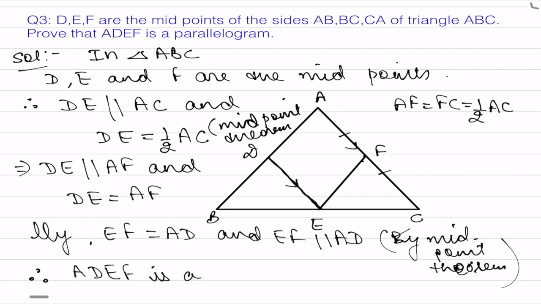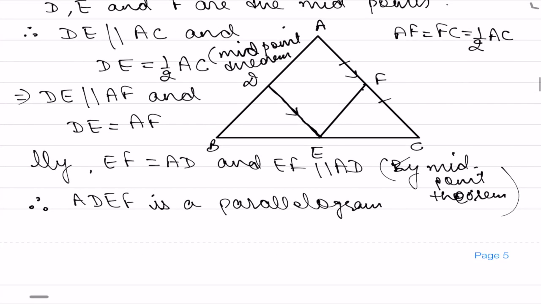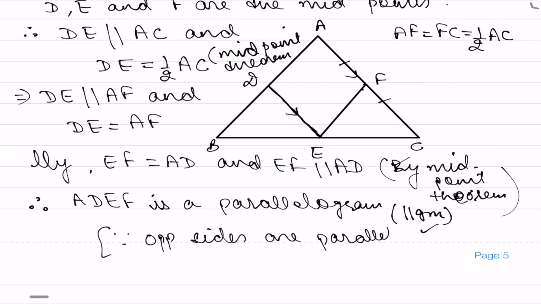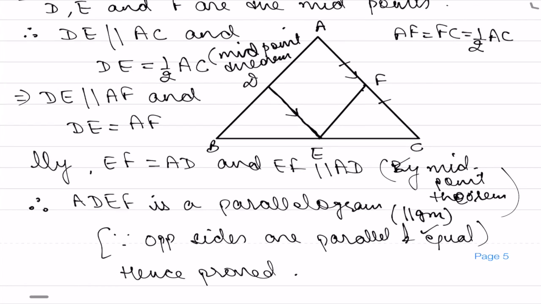So we can say that therefore ADEF is a parallelogram, and we can use this notation also, parallel line and then write down gram. So ADEF is a parallelogram. Okay, so you can use this notation also. Give the reason: because opposite sides are parallel and equal, that we have proved, and hence proved. In the proving question, please at last just mention hence proved.